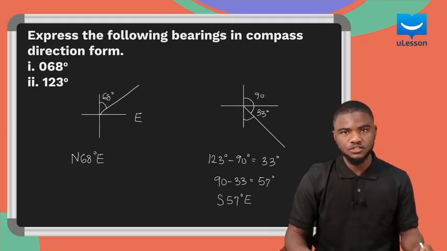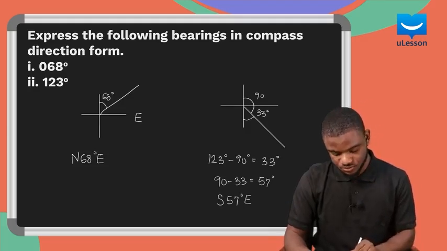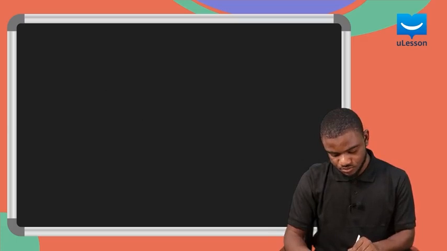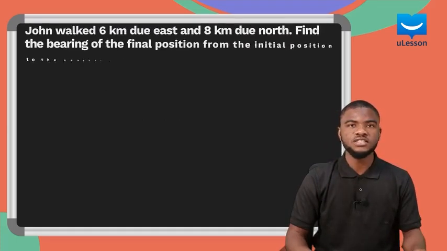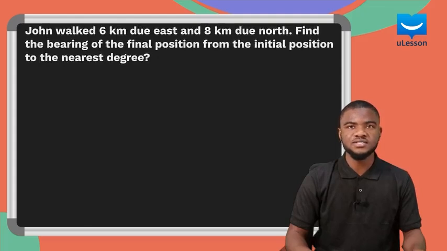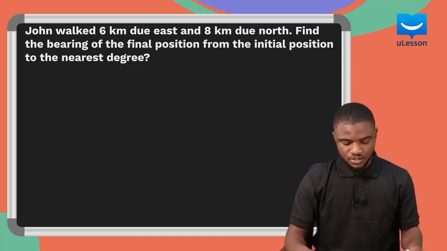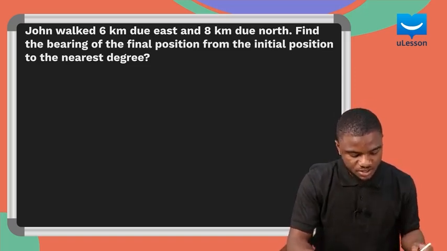Now let's solve another question. John walked 6 kilometers due east and 8 kilometers due north. Find the bearing of the final position from the initial position to the nearest degree. Now let's sketch the scenario given.